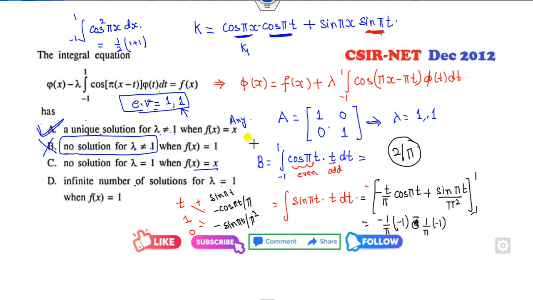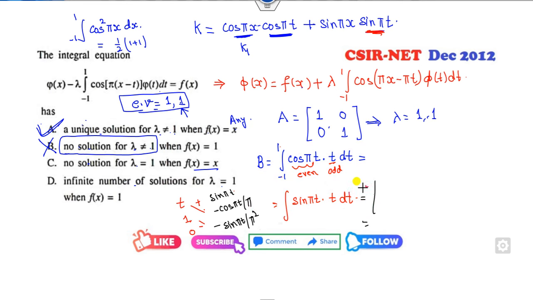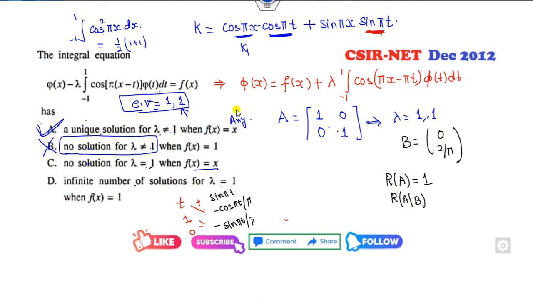Fine. So my B is, let me write here, for the first component is a 0, second component is 2 over pi. Now when fx is there, no solution. So when lambda is equal to 1, what is the rank of this matrix? Is 1. You can write it as a matrix if you want. What is the Ax is B? 0, 0, 0, 0, x, which is 0, minus 2 over pi. Clearly say, are the rank of A and A augmented with B the same? No. So once they are not the same, it means it has no solution.